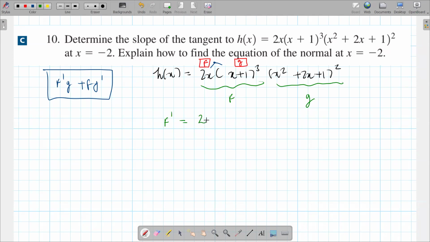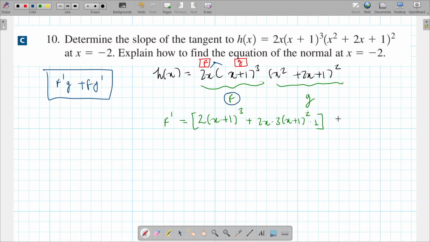2. 2 times G by itself, so x plus 1 cubed, plus F by itself, times G prime, which will be 3 times x plus 1 squared, times the derivative of x plus 1 is 1, so you're multiplying by a 1 for the chain rule. There you go. This entire thing that we just found is F prime, because this was our F. This entire thing is the derivative of F prime.